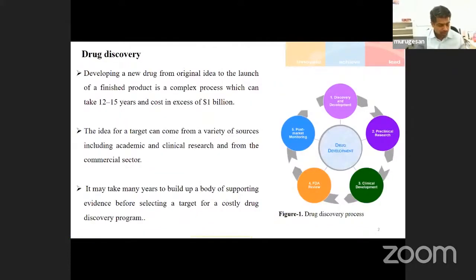So first, all of us might be aware what drug discovery is. It's nothing but the development of a new drug from an original idea to the launch of a finished product in a complex process, which can take a minimum of 12 to 15 years with an estimated expenditure of 1 billion. The idea for a target can come from a variety of sources, including academic as well as clinical research, as well as from the commercial sector.